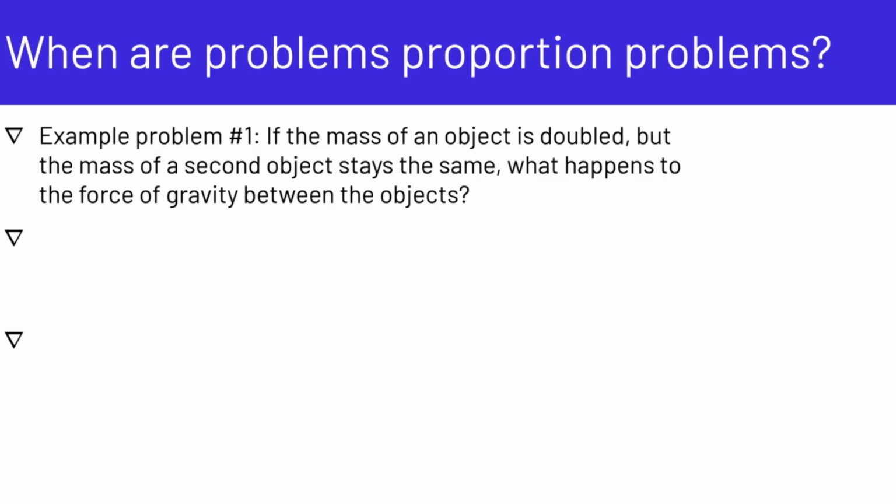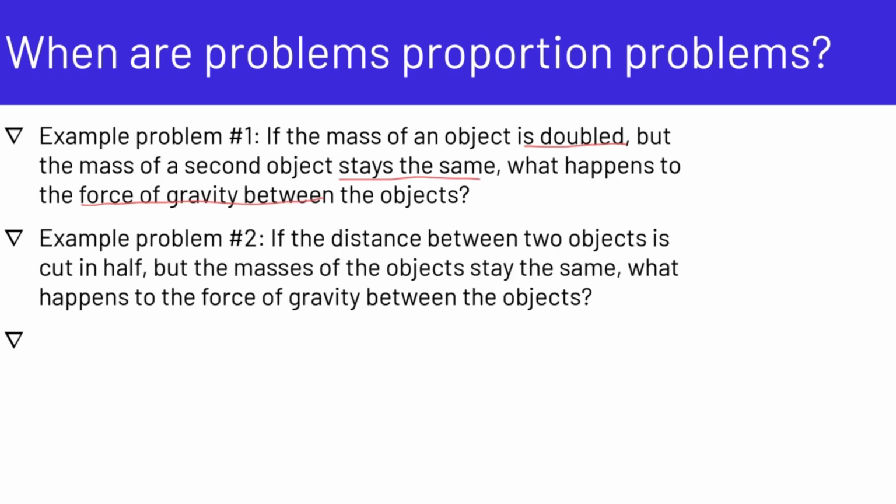Example problem number 1. If the mass of an object is doubled, but the mass of the second object stays the same, what happens to the force of gravity between the objects? There are no numbers in this problem. All we're asking is what happens if we double the mass of one of the objects and the other mass stays the same. So this is a proportion problem because we can't know all of the numbers. All we know is what happens if the mass of one object is doubled.